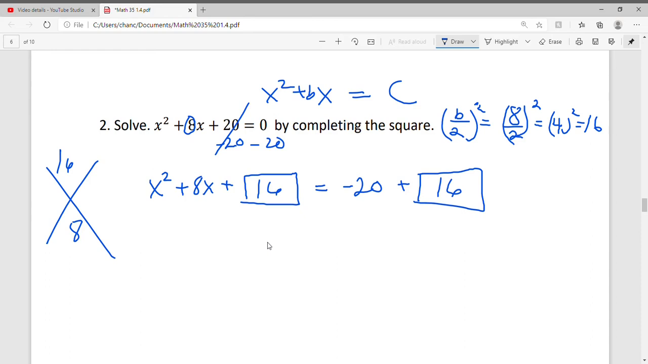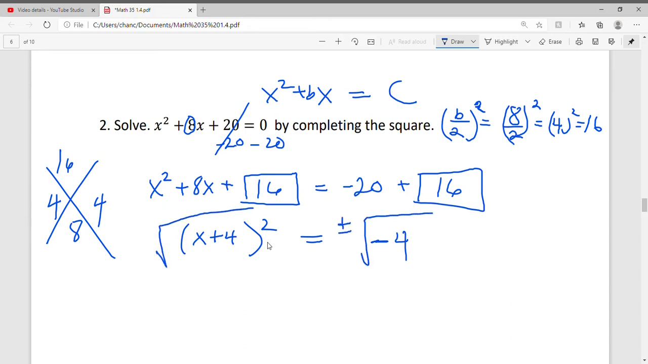And again, look what happens. On the left, it factors as a perfect square again. This is x plus 4 times x plus 4, or x plus 4 squared. Negative 20 plus 16 is negative 4. So notice that every time, this number that we add to both sides allows us to factor the left side completely as a perfect square. Now we can take the square root of both sides. Don't forget that plus or minus.